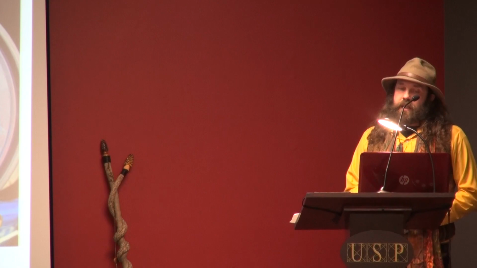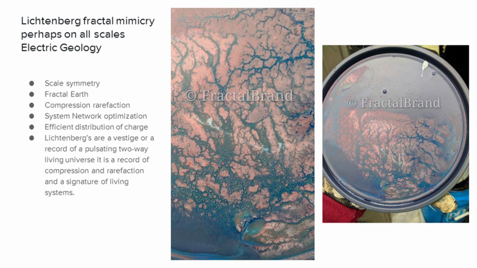You see scale symmetry, you see fractal earth, you see the networks of compression and rarefaction, efficient distribution of charge. Lichtenbergs are vestiges or a record of a pulsating two-way living universe. It is a record of compression and rarefaction. And I'll keep saying that because it is. It is heat becoming cold or cold becoming heat.